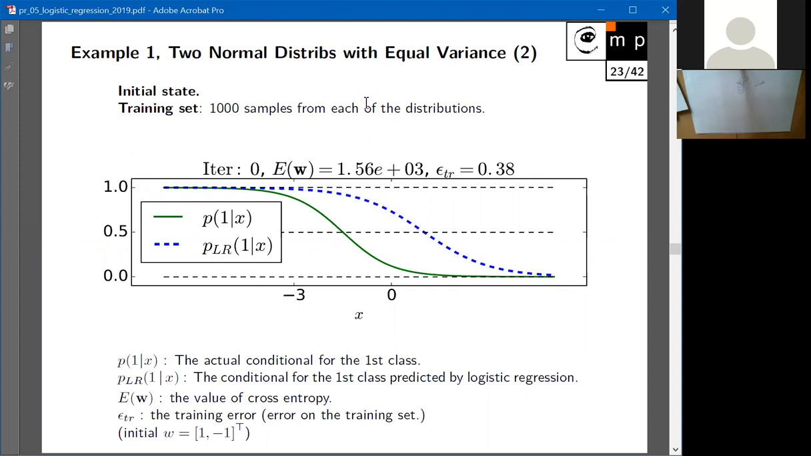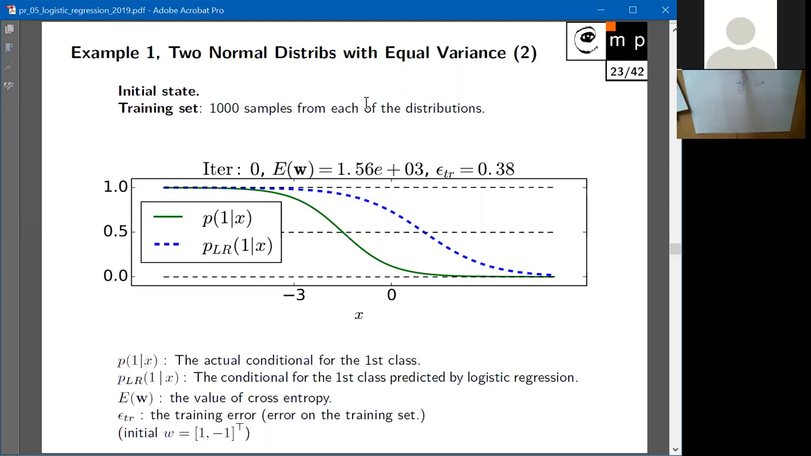So the green function shows P1 of X. This is the a posteriori probability of class 1. We don't show P2 of X because that's 1 minus this green curve, so that's sort of redundant. And let's see what we get. So we start with some initial guess.